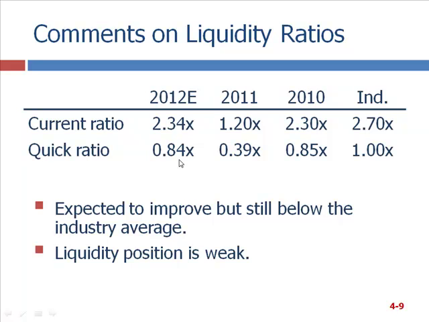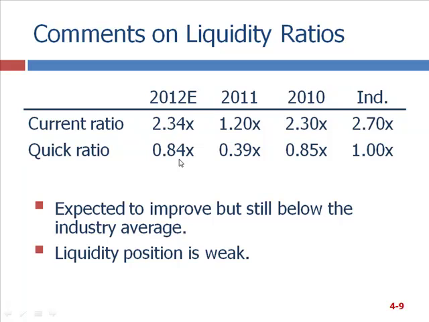However, it's still a little below average for the industry. Notice that the industry average for the current ratio is 2.7. So this means that companies that are in DeLeon's same general line of work, same general area of business, they have an average current ratio of 2.7. DeLeon's only in the 2.3 range. And for the quick ratio, the average is 1 for the industry. DeLeon is still less than that. So this tells me that DeLeon's liquidity position is a little bit weak.